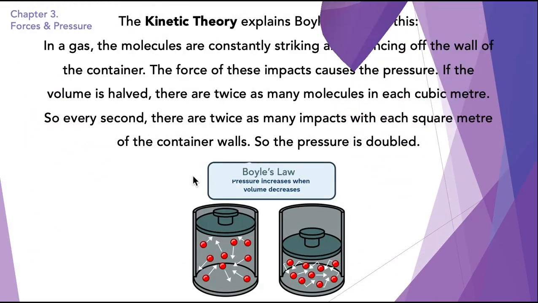The kinetic theory explains Boyle's law like this. In a gas, the molecules are constantly striking and bouncing off the walls of the container. The force of these impacts causes the pressure. So if the volume is halved, there are twice as many molecules in each cubic meter. So every second there are twice as many impacts with each square meter of the container walls. So the pressure is doubled.